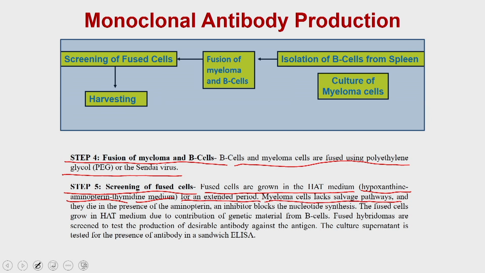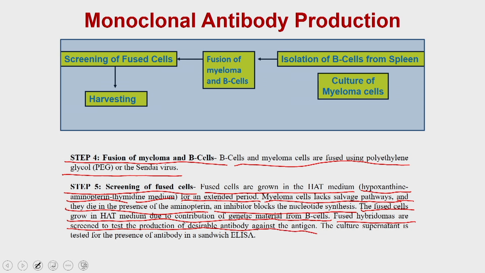Myeloma cells actually lack the salvage pathway, so they will die in the presence of aminopterin, because aminopterin is going to block the salvage pathway, an inhibitor which blocks the nucleotide synthesis. The fused cells grow in HAT media due to the contribution of genetic material from the B cells, and the fused hybridomas are screened to test the production of desirable antibodies against the antigen.